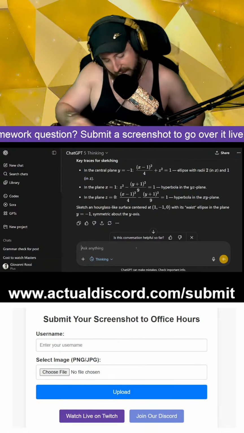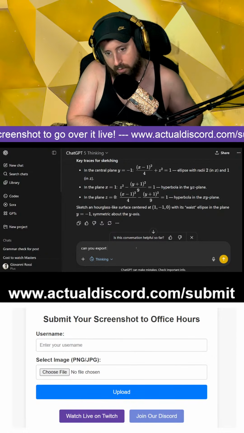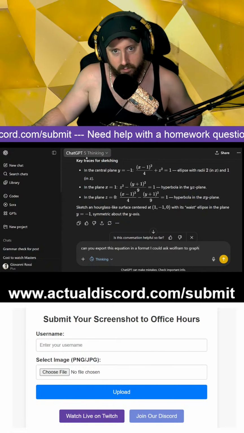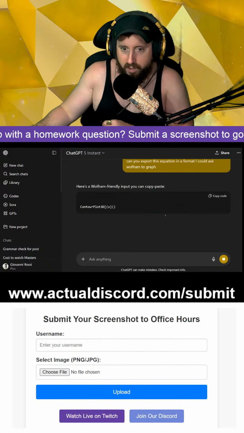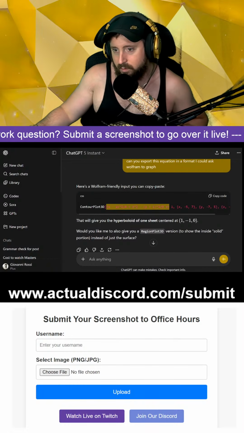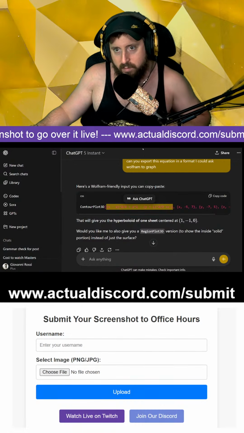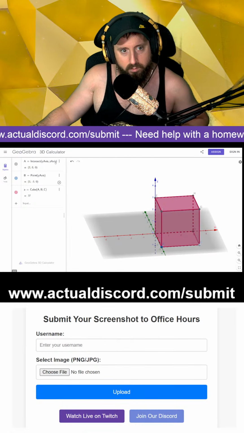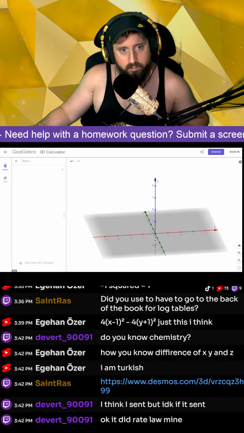I can actually ask it to graph it. Can you export this equation in a format I could ask Wolfram to graph? And it'll do it. And then you can just put the instant one, so it'll do it quicker. I don't need ChatGPT to think too hard about it. Yeah, there we go. Exactly. That's what I want. All right, and then maybe you think Desmos will do it, or GeoGebra. You guys think GeoGebra would do it? Wait, delete. Let's just see.